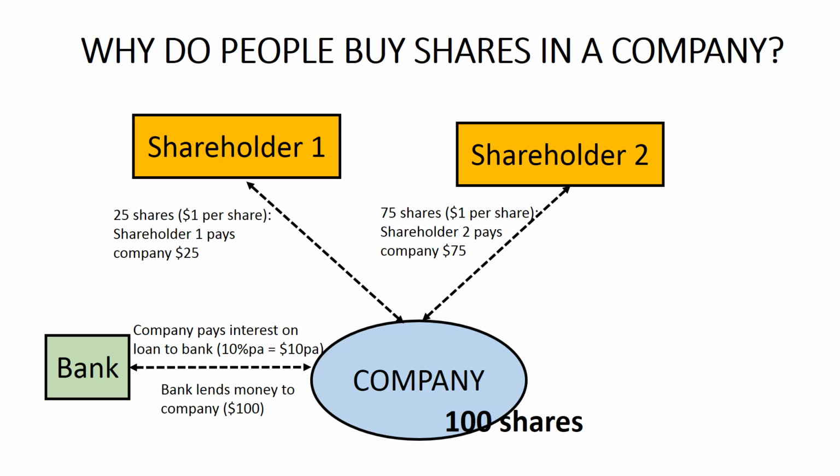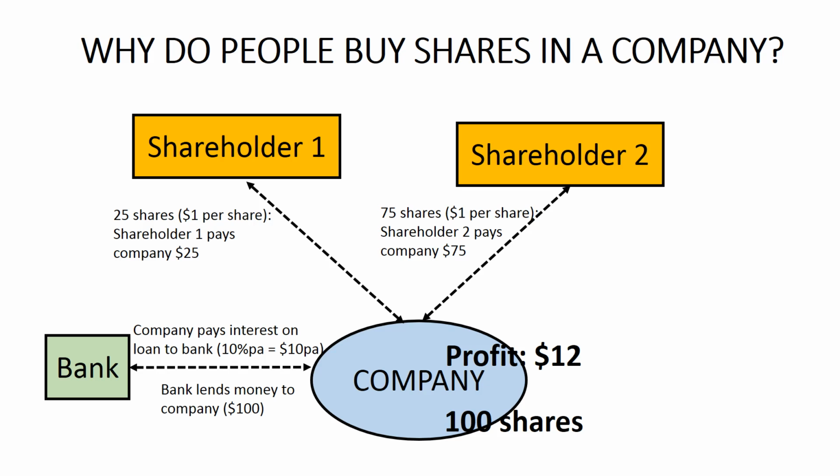This then brings us back to the question of why do people want to buy shares in a company? Well, let's assume that in 1 year the company makes a profit of $12. When a company makes a profit, it pays some or all of that profit to its shareholders. This payment is called a dividend, D-I-V-I-D-E-N-D. Now let's further assume that the company decides to pay all of this $12 profit to its shareholders.